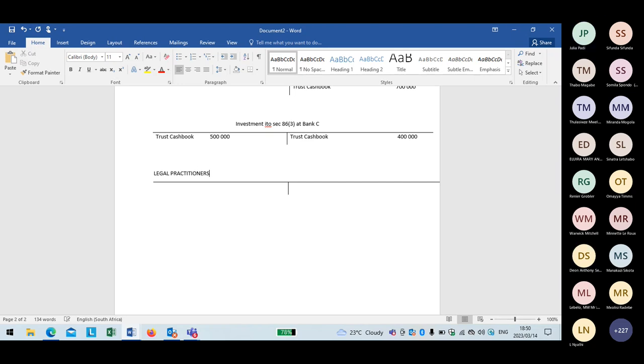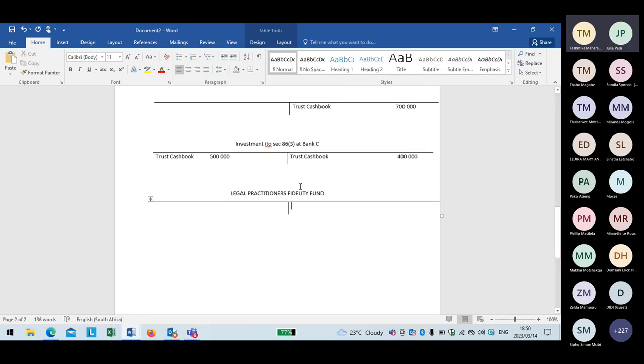Hi, sir. I would like to ask, does recording 400,000 and the 3,500 together in the trust cash book not go against the dual entry system, because now we have three entries for that one transaction? Should we not split it? I did hear you say earlier that we could split it if we wanted to, but leaving it the way it is now, does that not go against the dual entry system?